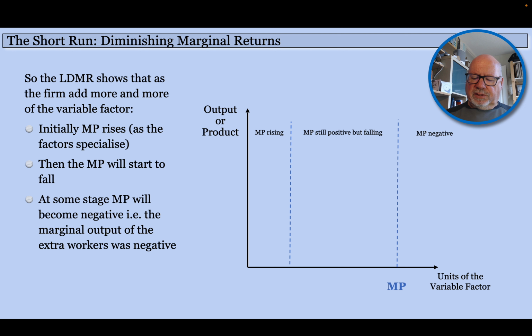So what we do is we put the units of the variable factor here. Now, please note that, because if you just put quantity on that axis, that's not right, because we've got the quantity on this axis.